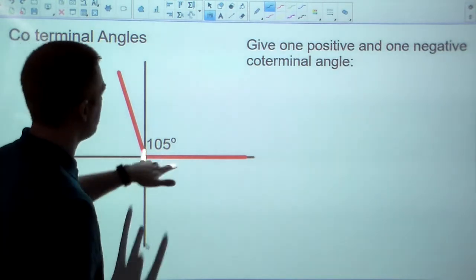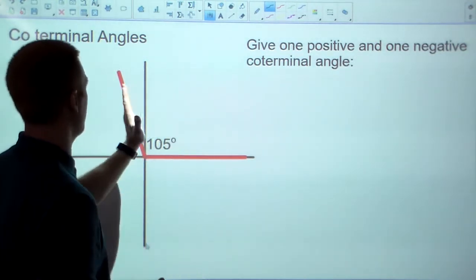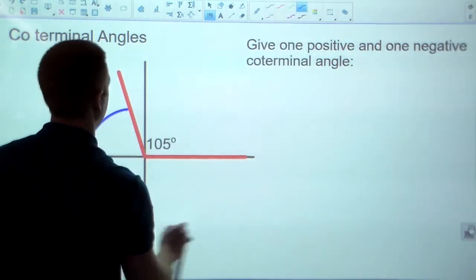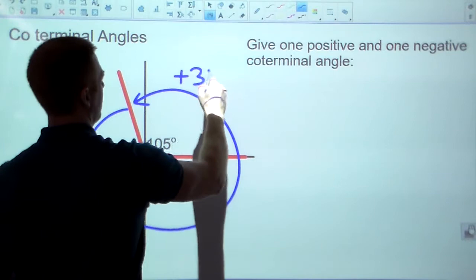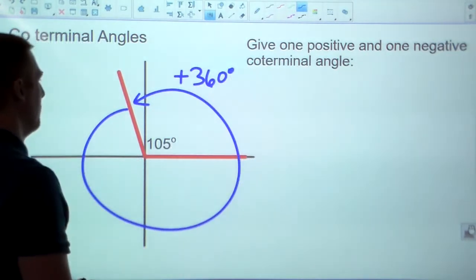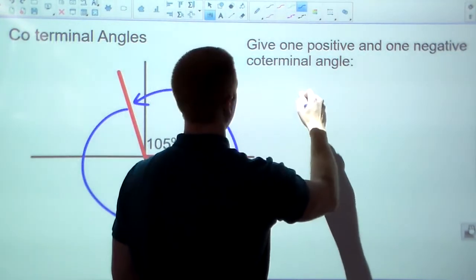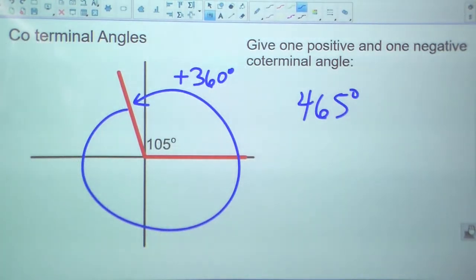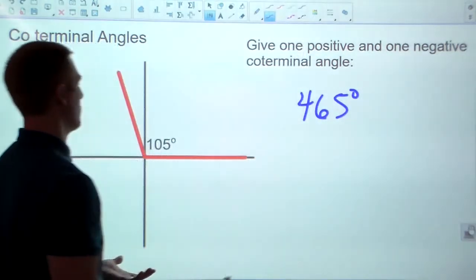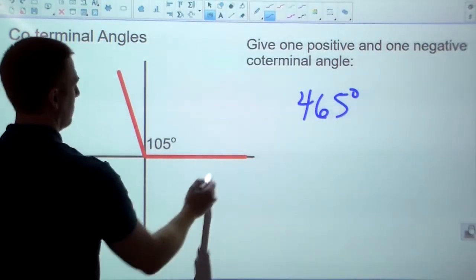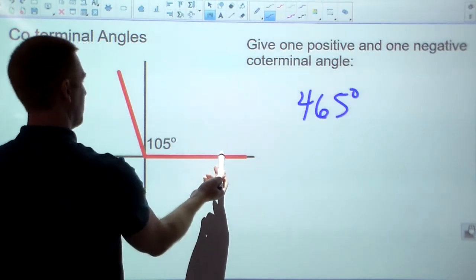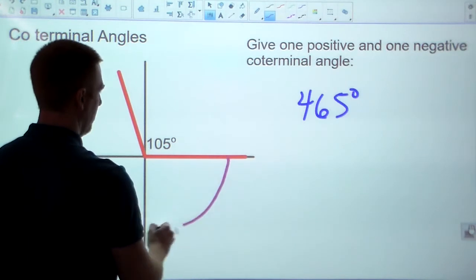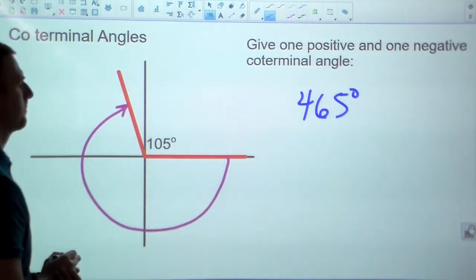So coterminal angle. I want to know another angle that also ends right here. Well, the easiest way to do that is just to go another lap. If I went another 360 degrees, then that would put me at 465. So that's an angle that is also coterminal with what I started with here. The other thing to try would be to go the other direction. So if going positive direction, or if I go counterclockwise, that's a positive angle. If I go clockwise, that's a negative angle.